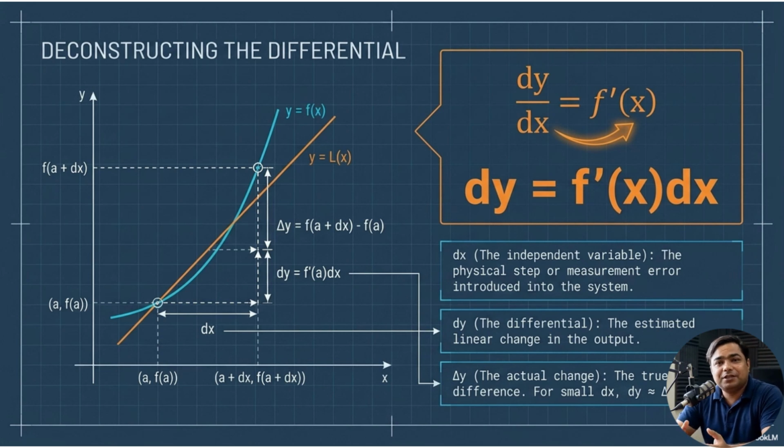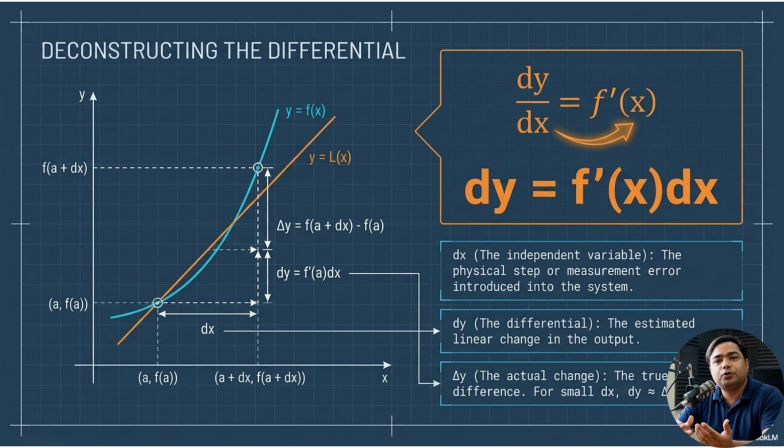Now let us understand differentials. The derivative form dy/dx equals f'(x) can be rewritten as dy equals f'(x) times dx. This notation is very useful. Here, dx represents a small change in the input. It may also represent a measurement error. dy represents the estimated change in the output.